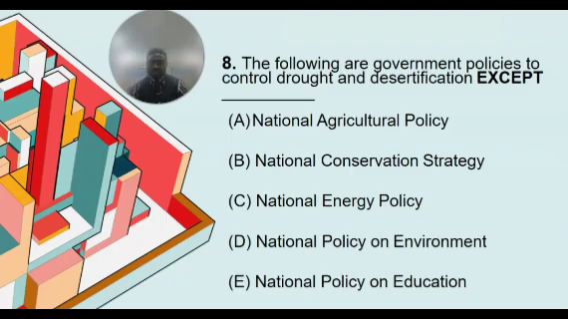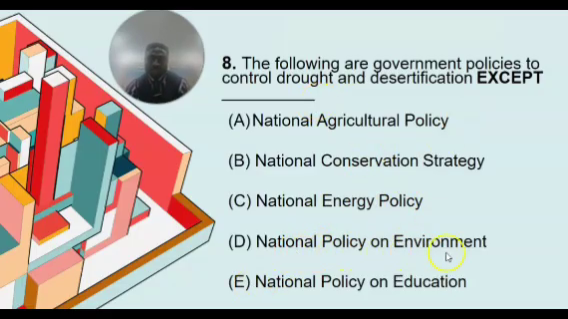So if you look at it, national agricultural policy is there to guide agricultural practices. So it's correct for this. It's one of the policies. National conservation strategy, of course, is to conserve both plant and animal species or even wildlife species. Then national energy policy, the use of wood for burning and cooking and for other industrial purposes, or burning things generally in the environment using different forms of energy. So it's one of the policies government has to regulate drought and desertification.